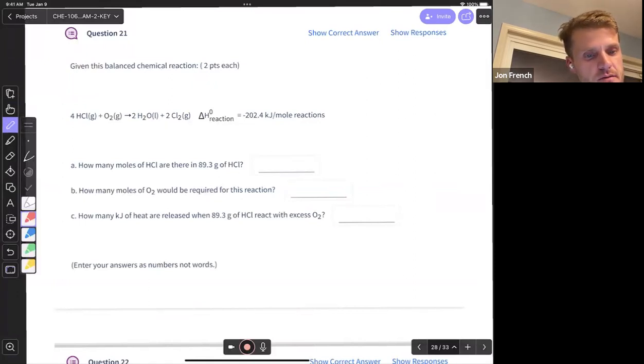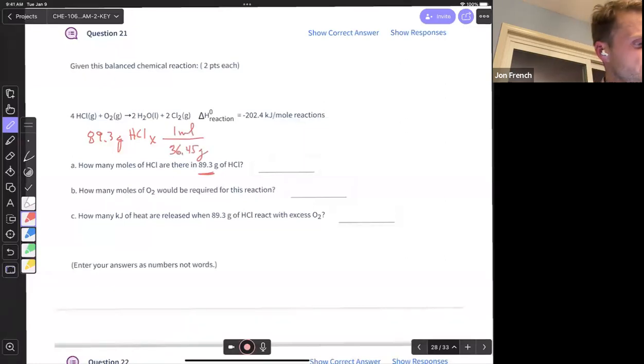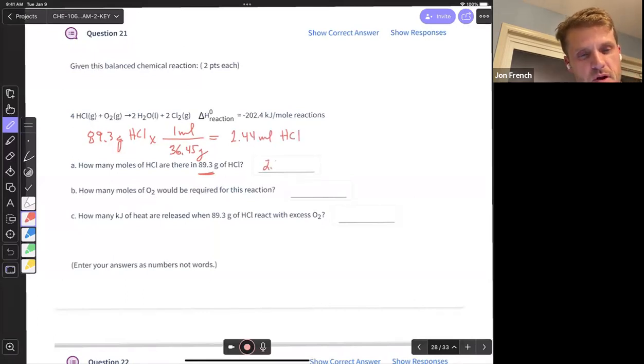All right, what do we have? All right, we've got 89.3 grams of HCl, right? We know 36.45 grams for one mole of HCl, right? We get that from the periodic table. 89.3 divided by 36.45, I get 2.44 moles of HCl, right? 2.44. Are they asking for this in two significant figures? Anyone know?